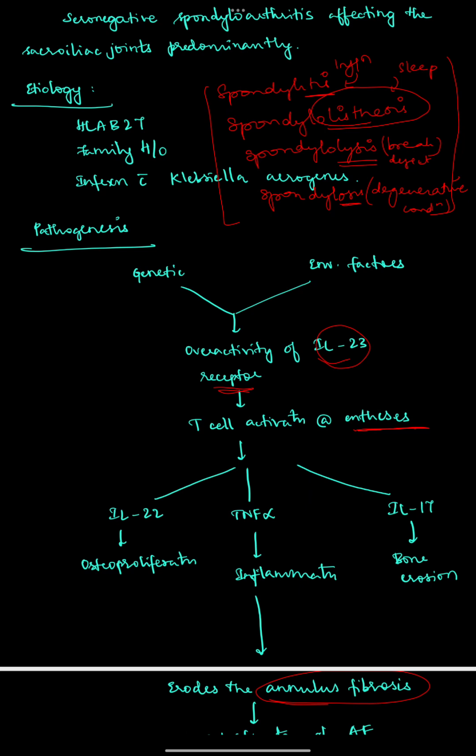And spondylolysis is the break or a defect that is seen over the sacral, that is your vertebra. And spondylosis is the degenerative condition associated with the vertebra. Etiology would be HLA-B27, family history, and infection with Klebsiella aerogenes.